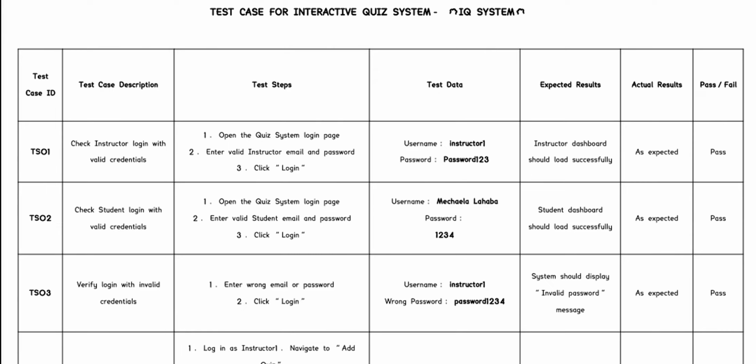Test case ID TS01 checks instructor login with valid credentials. TS02 checks student login with valid credentials. TS03 verifies login with invalid credentials. We use the test data in the 4th column and the test steps for the evaluators. As you can see in the actual results and pass-fail, it was as expected and passed.